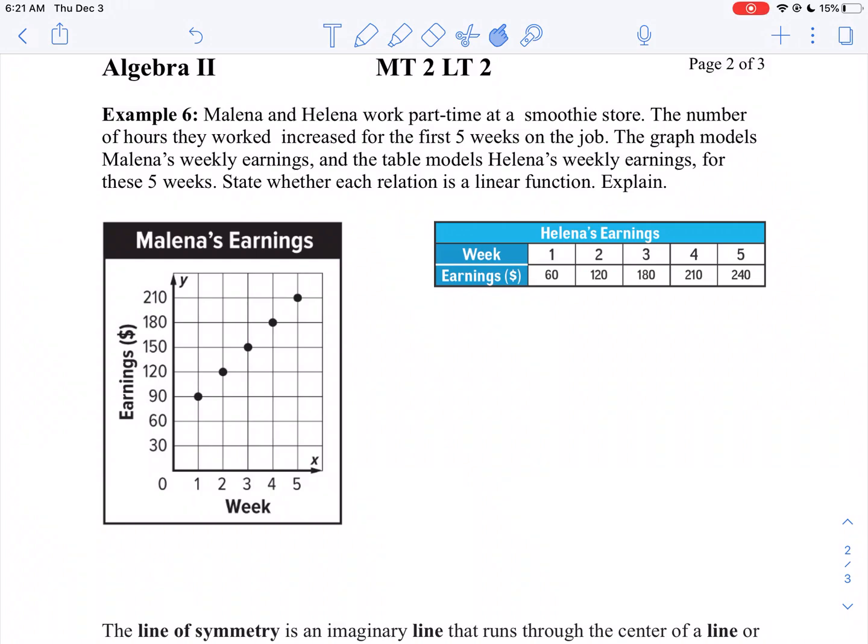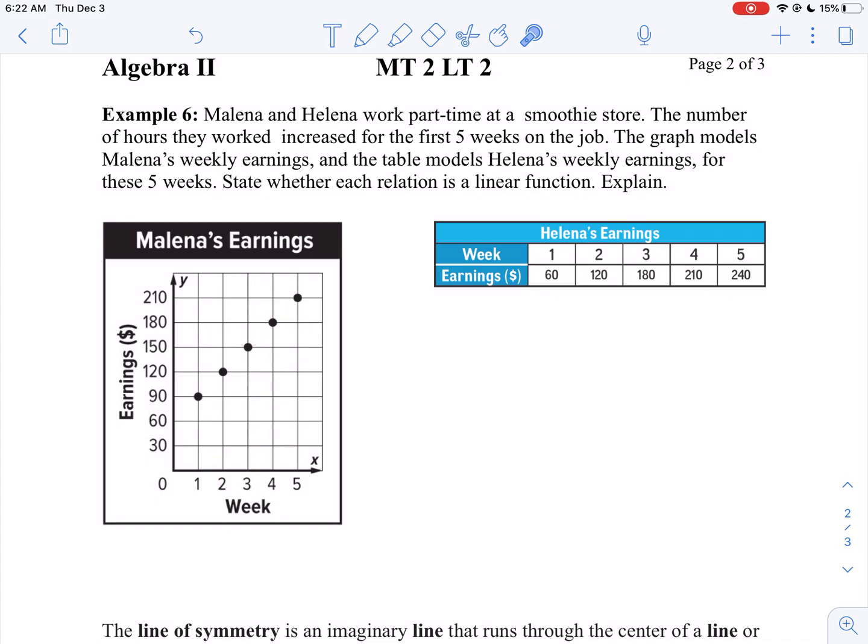If we take a look at example 6 here, it says, Melania and Helena work part-time at a smoothie store. The number of hours they worked increases for the first 5 weeks on the job. The graph models Melania's weekly earnings and the table models Helena's weekly earnings for these 5 weeks. State whether each relation is a linear function.